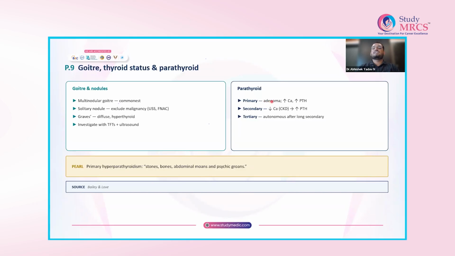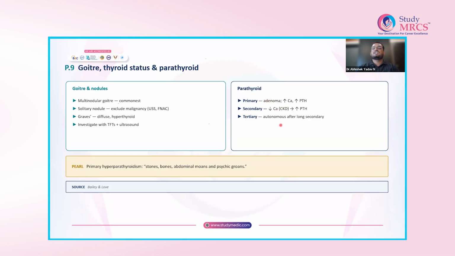Secondary, due to a decrease in calcium, there will be persistent stimulation of the parathyroid gland to secrete parathormone. So in secondary hyperparathyroidism, there is an increase in parathyroid hormone, but calcium will be decreased. Tertiary is where what was primary eventually becomes secondary.